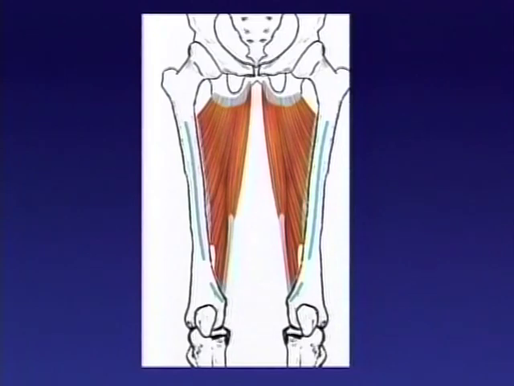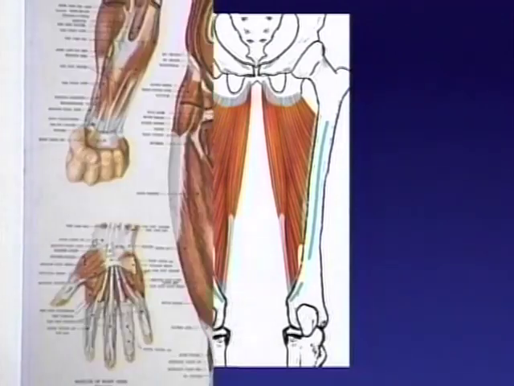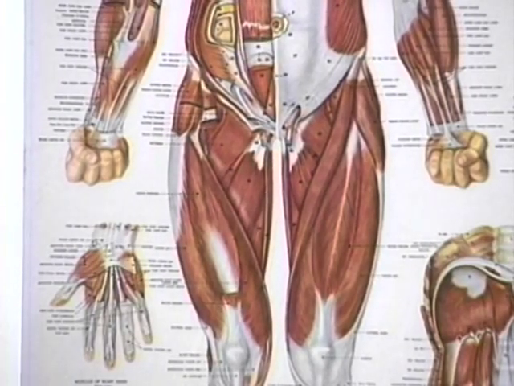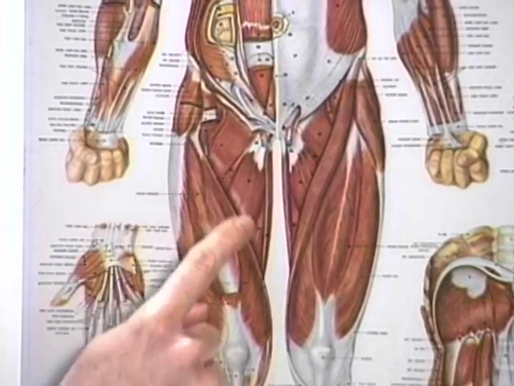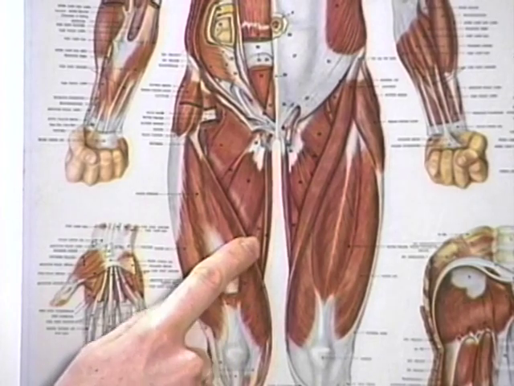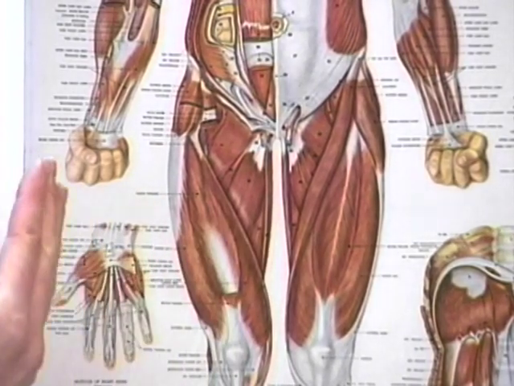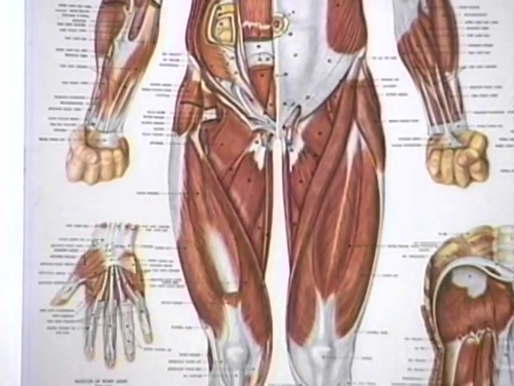The adductor magnus inserts the whole length of the linea aspera and inner condyloid ridge. As we view the diagram from the anterior view, we can see the adductor brevis, longus, and magnus, making up the anterior medial portion of the upper thigh.